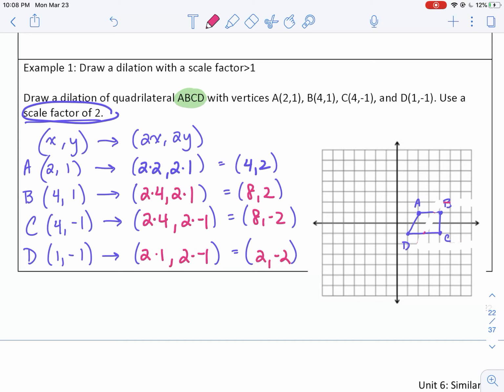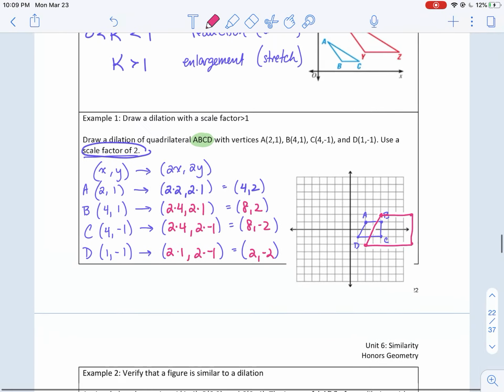negative 2. And then if we plot these points, I have over 4 up 2 right here, I have 8, 2 here, 8, negative 2 here, and then 2, negative 2. If I connect them, you can very clearly see how the figure has been stretched. It's gotten bigger. And that's all that the transformation is doing. If you think back to when you learned about transformations in Algebra 1, this is essentially a vertical stretch or a horizontal stretch.